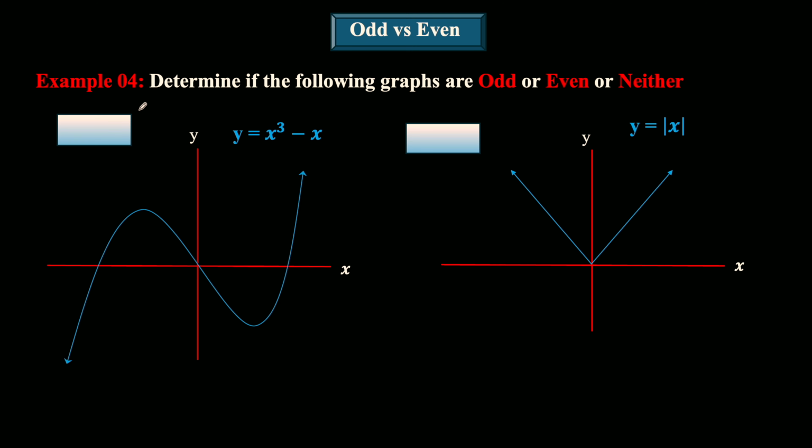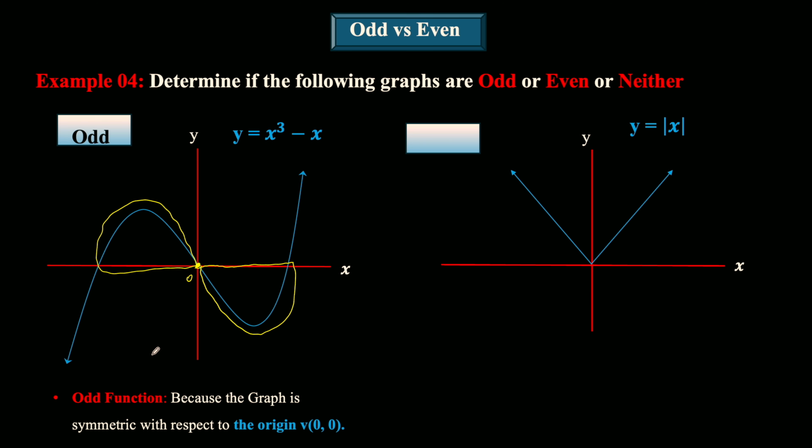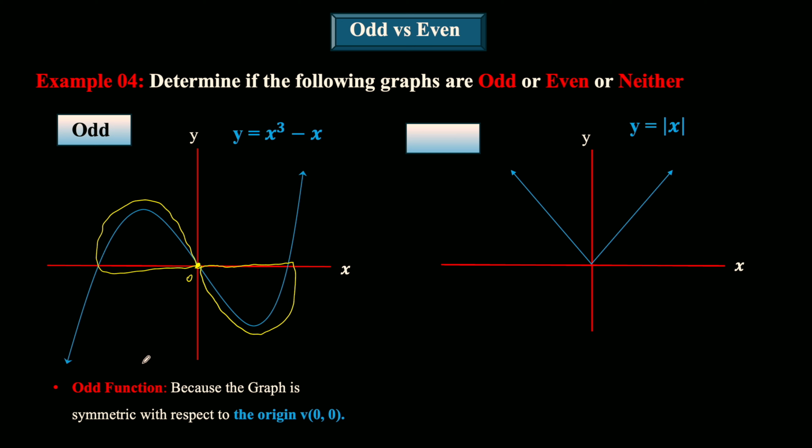Let's see our fourth example. Always the same. Determine if the following graphs are odd or even or neither. So we see from here that our graph crosses the origin, okay? And we see that this part here is symmetric with this part here with respect to the origin. So this graph is odd, okay? So odd function because the graph is symmetric with respect to the origin.